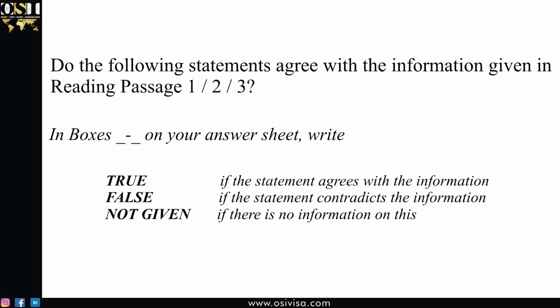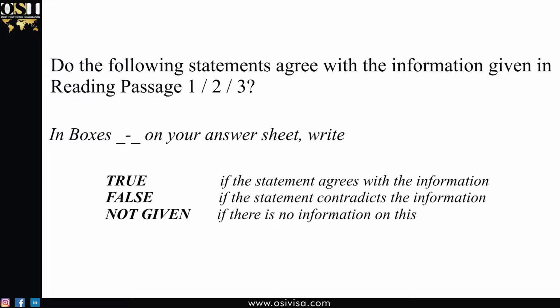Now, as you can see on the screen, this is how the questions on the paper will look like. There will be a normal statement asking, do the following statements agree with the information given in the passage. In the boxes on your answer sheet, write true, false, or not given. So the instructions here are very clear and very straightforward. But when you actually solve these questions, it becomes very nasty.